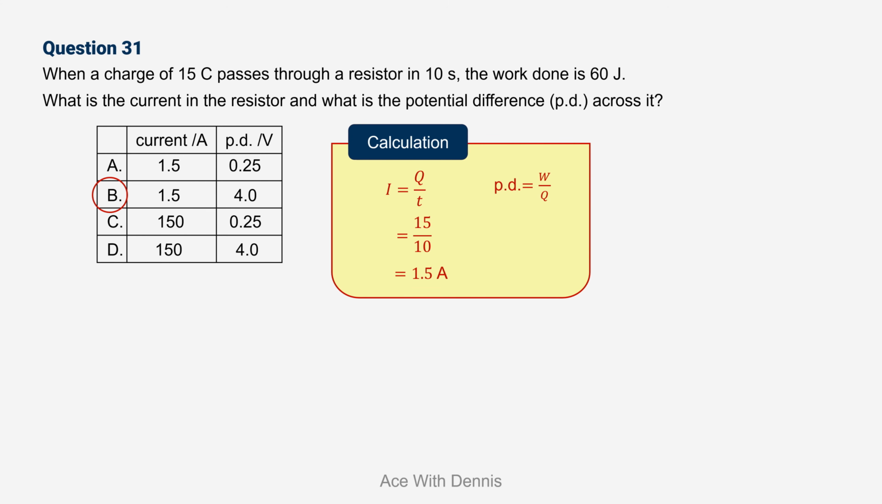Then to calculate the PD, it will be the work done divided by the charge. So the work done given is 60 joules and the charge is 15 coulomb. Hence the PD will be 60 divided by 15, which gives us 4 volts. Therefore the answer is B, 1.5 amps for the current and 4.0 volts for the PD.